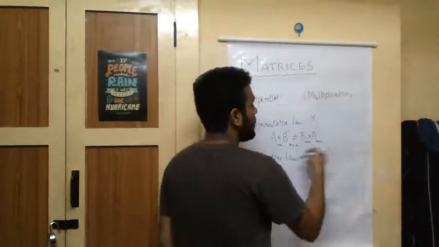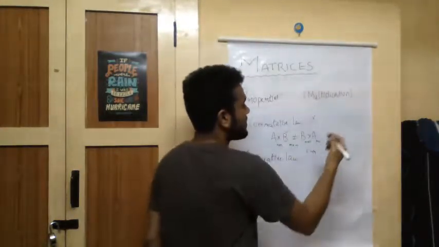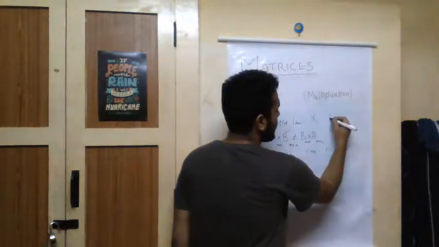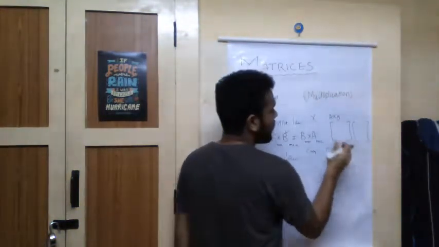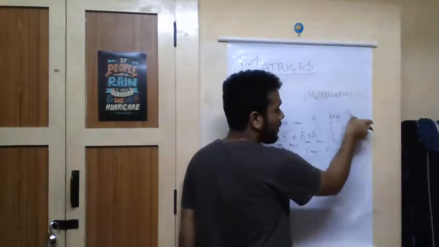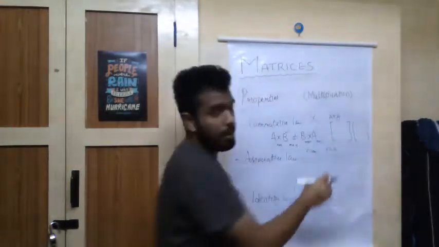The other reason is when we're actually multiplying them. Let's just take A into B. When we're multiplying these two matrices, we take the first row of A, multiply it with the first column of B, and then add them up.